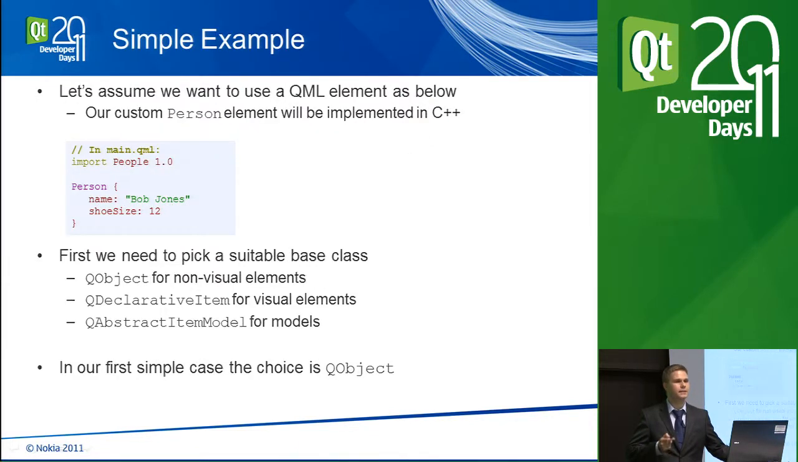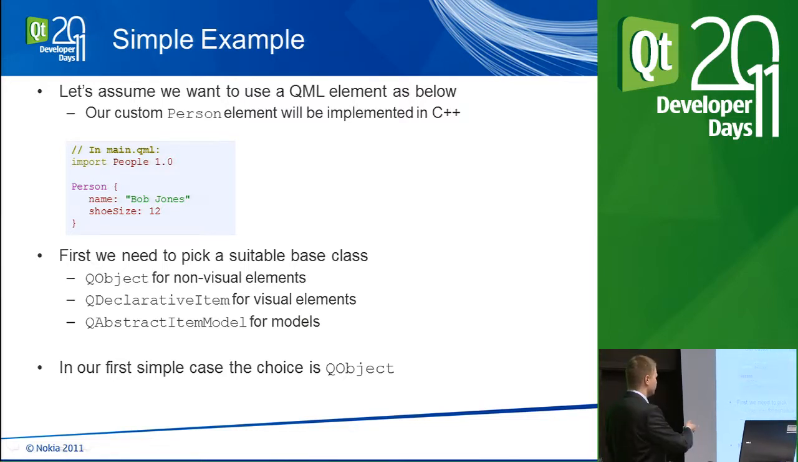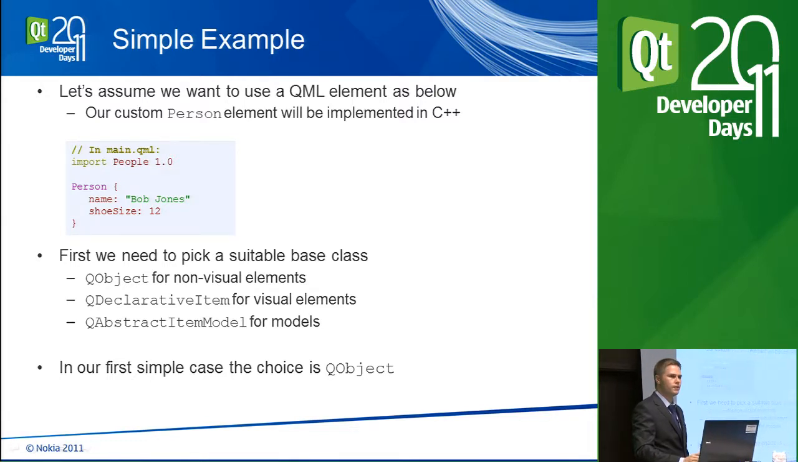Okay, so let's see a simple example of implementing communication between QML and C++. We have a module known as People in here. In that module, we have an element, Person. Now, the module and the element are both something that are not part of official Qt. They are something that we want to define ourselves.